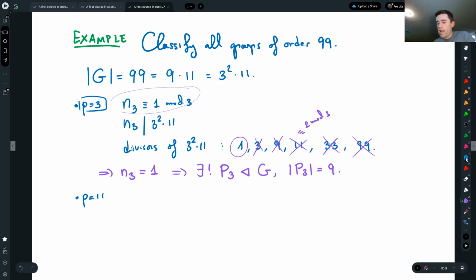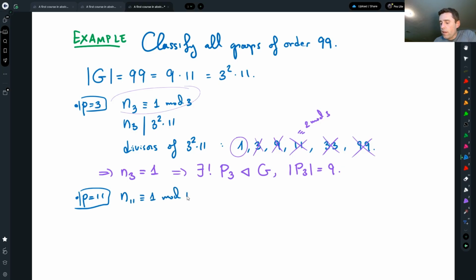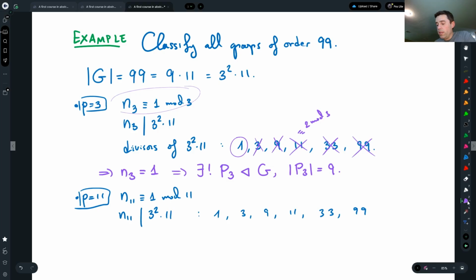Great. What about 11? Again, n_11 has to be 1 modulo 11, and n_11 has to divide 3 squared times 11. So again, if you write all the possible divisors, now it cannot be 11 because it has to be 1 modulo 11. It cannot be 33. It cannot be 99. Those are all multiples of 11, so those are not it. And it could be 1, sure.